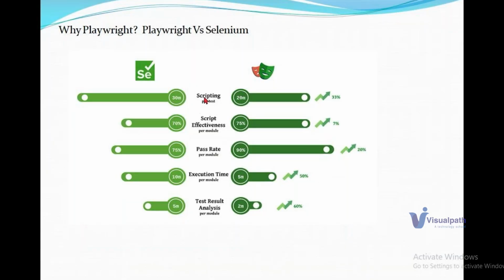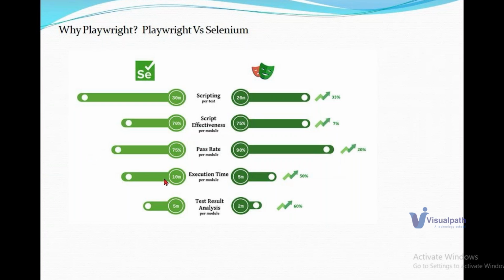So there is another point to highlight why people are adopting Playwright: the scripting, as I said already. If you take 30 minutes to implement a single test case in Selenium, Playwright takes 15 to 20 minutes itself. You can complete the same test case in Playwright. And the script effectiveness is greater compared to Selenium. You can see what is happening in each and every line in Playwright. Even in Selenium you can do it, but the effectiveness is more in Playwright.